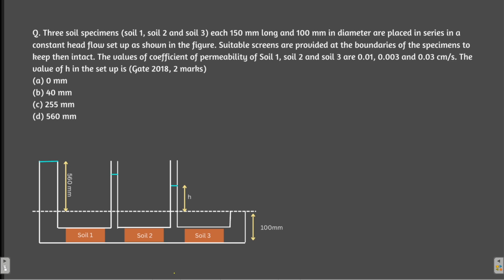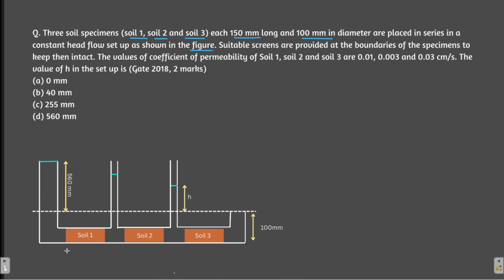Now let's see what the next question says. The next question says that the three soil samples, soil 1, soil 2 and soil 3, each of 150 mm long and 100 millimeter in diameter, are placed in series in a constant head flow setup as shown in the figure.